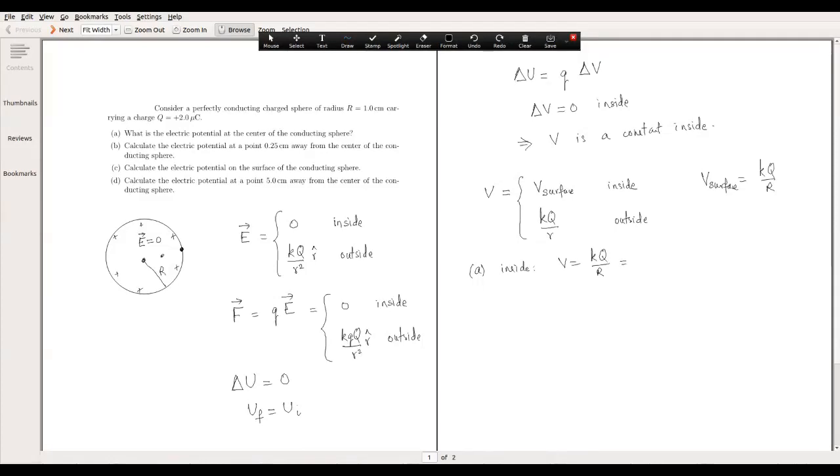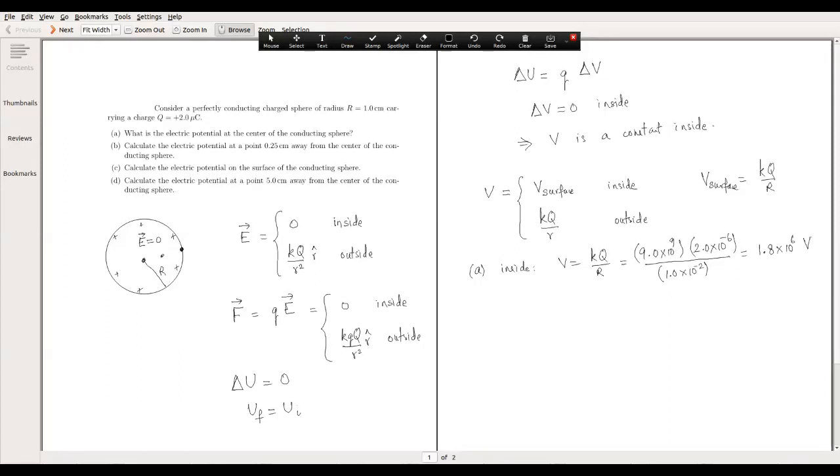This is not the distance from the center. This is the radius of the sphere. So let's calculate that immediately. To two sig digits, it's 9.9 into 10 raised to 9. Q is plus 2.0 into 10 raised to minus 6, divided by the radius, which is 1.0 into 10 raised to minus 2. So 9 into 2 is 18, and 18 into 10 raised to 5. So that's 1.8 into 10 raised to 6 volts.